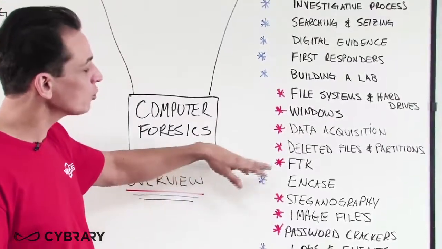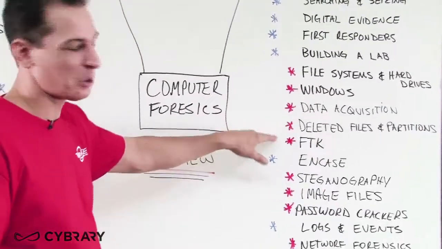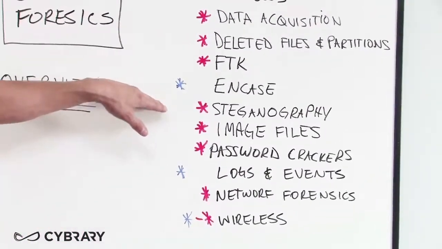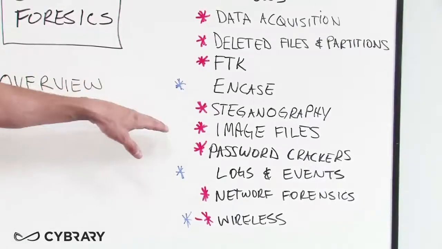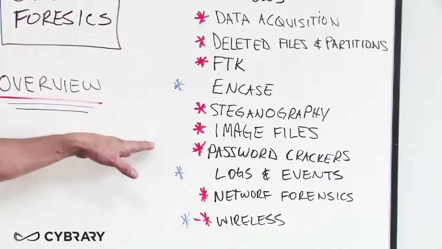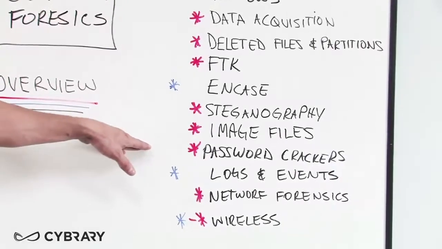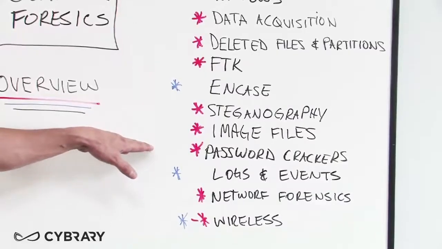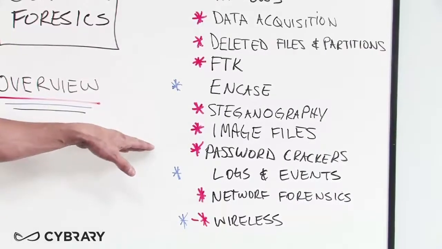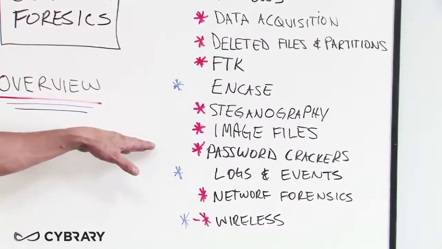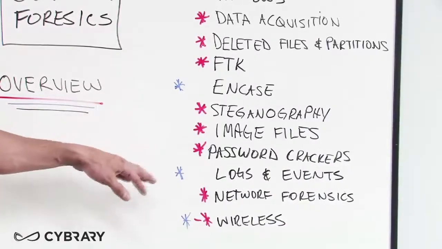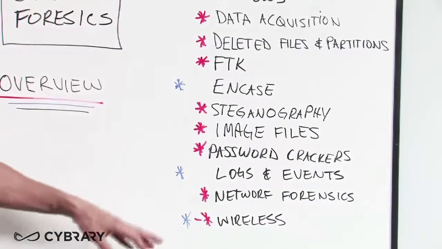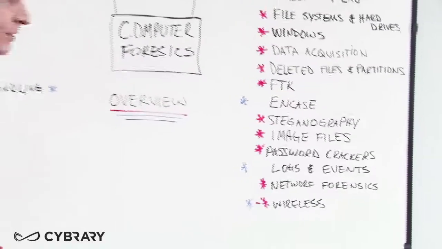We'll talk about open source tools like Forensics Toolcase. We'll talk a little bit about proprietary tools like EnCase. We'll talk about the amazing subject matter of steganography, image files, password cracking, how to do that. Everybody always seems to want to know how John the Ripper works and some of the open source password crackers versus the password crackers that are literally by the dozens if you search online. How to look at logs, events, and event correlation. How to look at network forensics, and we'll finish up with wireless.